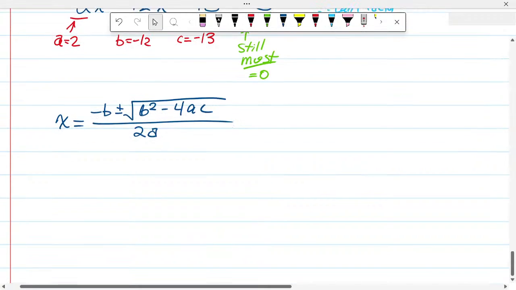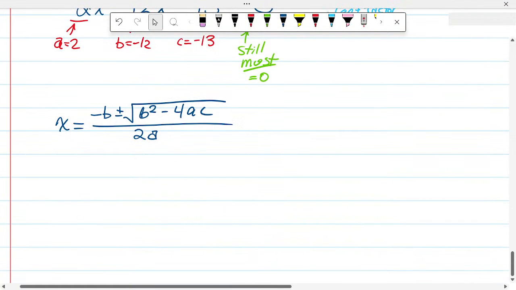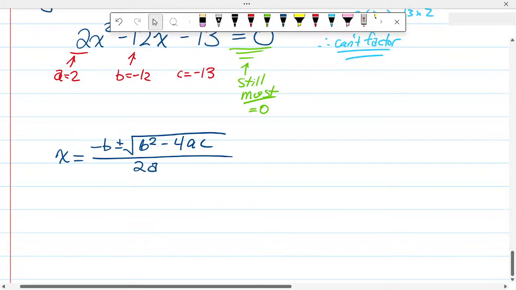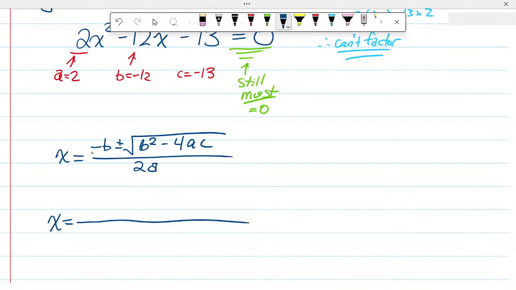Okay, listen. Just put your numbers into it. All right? Just put your numbers into it. Let's go. x equals, we put our bracket, or line here. What's negative b? Well, b is negative 12, so what's the negative of that? Positive 12. Very good. Negative of negative is positive.